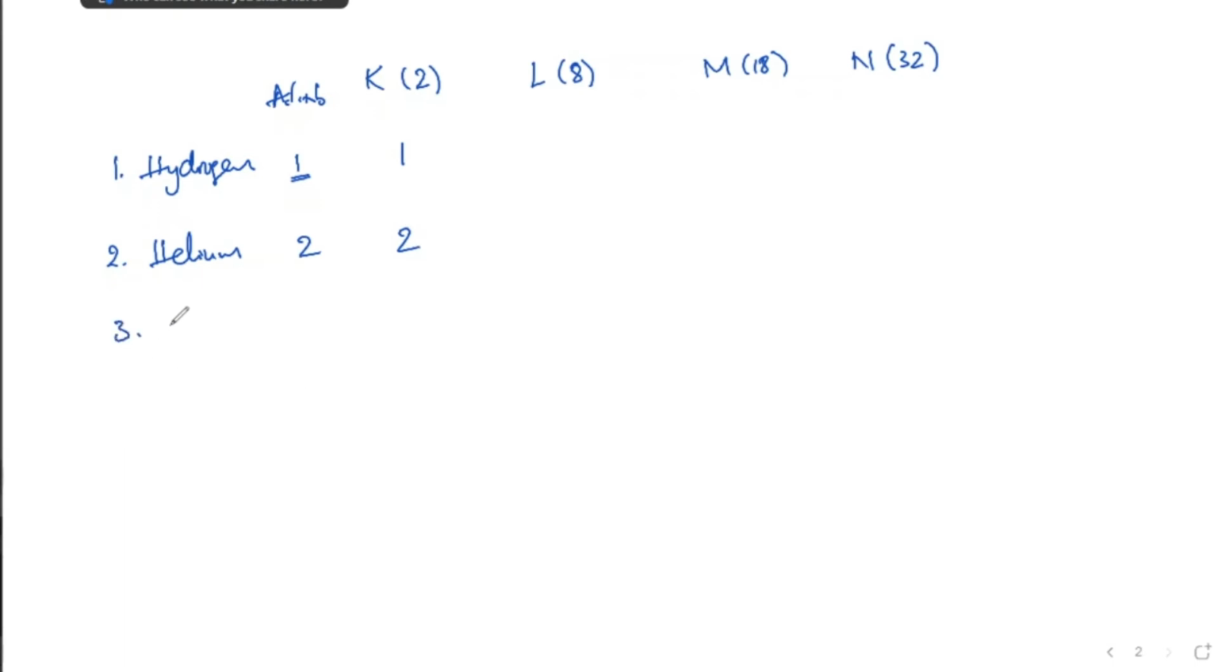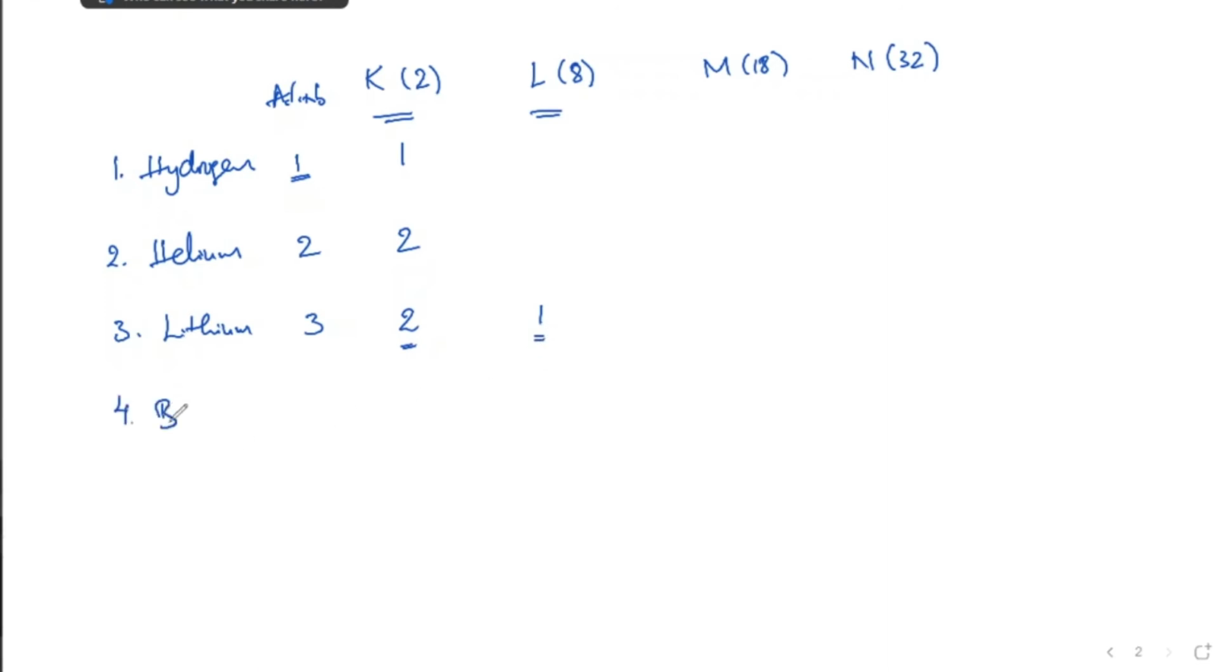Then move to lithium. Lithium has atomic number 3. That means it has 3 electrons, where 2 electrons can be put in K shell and the remaining 1 electron goes to L shell. That means in case of lithium there will be 2 shells, that is K and L shell, and K shell has 2 electrons and L shell has only 1 electron.